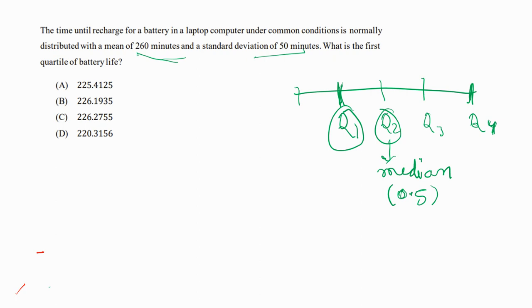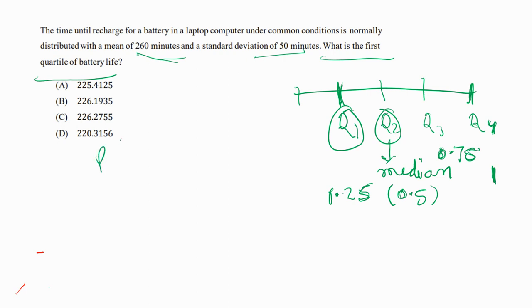So at Q1 it will be 0.25. It will cover 0.25 region. At third quartile it will cover 0.75, that means 75% of the region. And at fourth quartile it will take the whole region. Okay. So now we want to find what is the first quartile of the battery life. Means if the mean is 260 minutes, then the first quartile means that it has already covered 25% of the life.